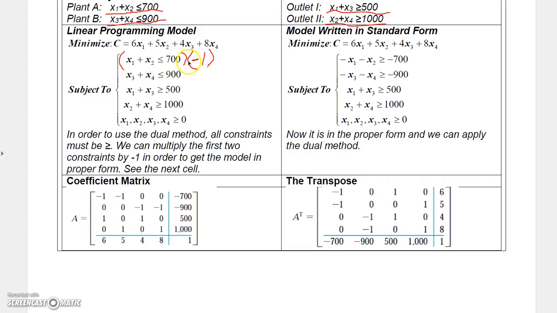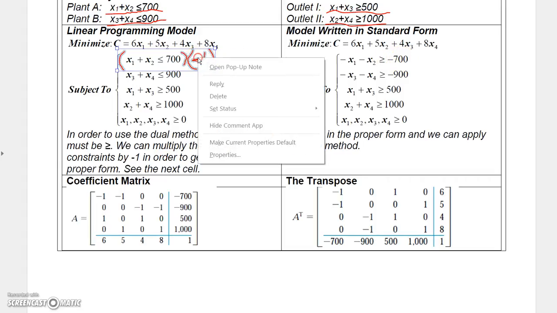So if I multiply everything in this inequality by -1, it flips the less than to greater than. So I'm going to do that for that inequality. It's going to change all the signs. So that'll be -x1 minus x2, flip the inequality over, and the 700 will become -700.